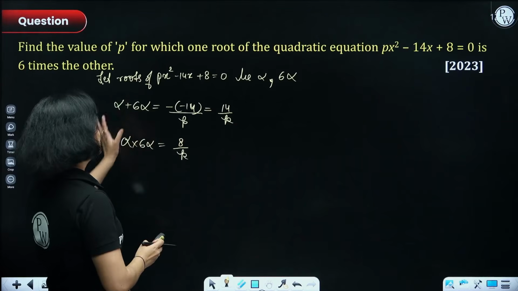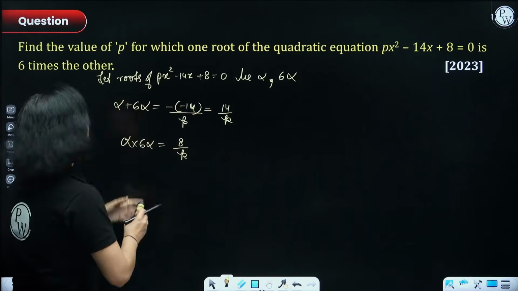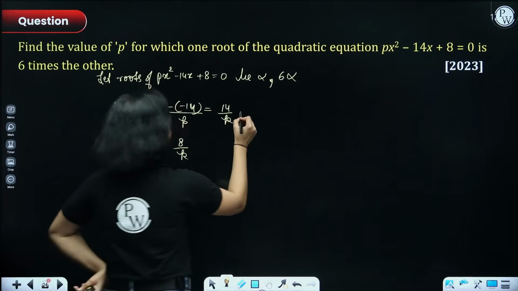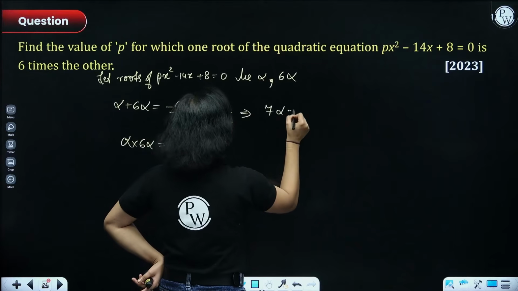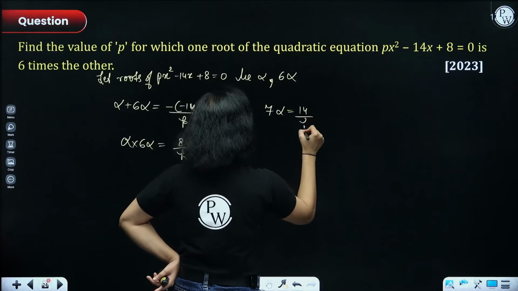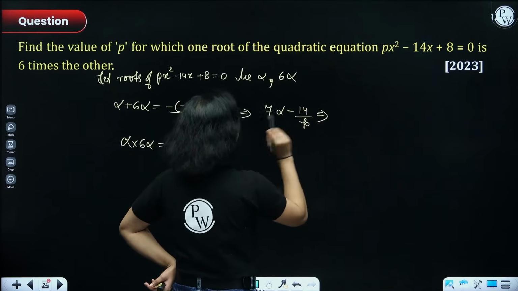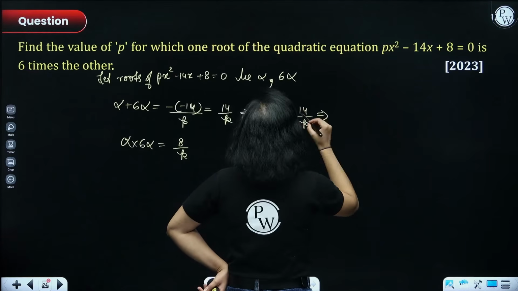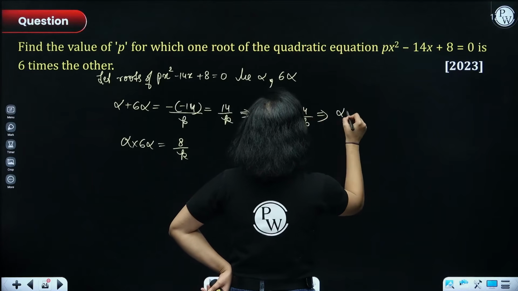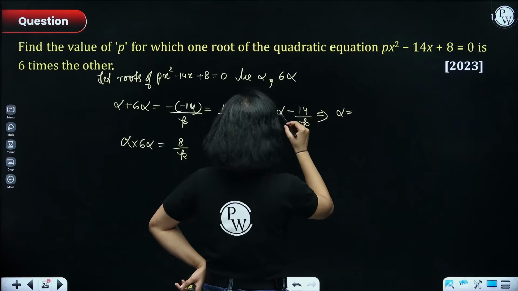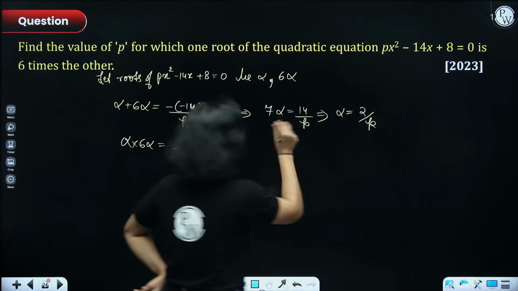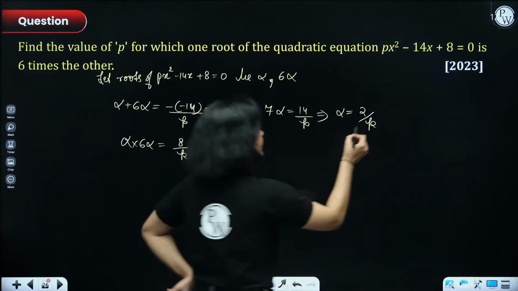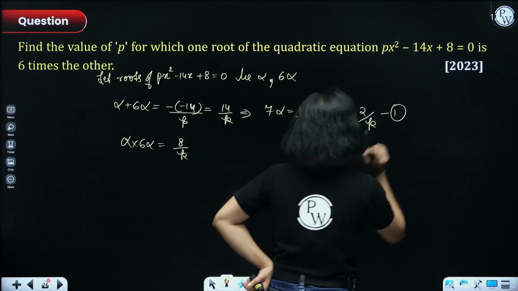Okay, now we are simply going to simplify both of these. So first of all, let's simplify this. So here alpha plus 6 alpha is what? 7 alpha, which is equals to 14 by p. From here, can we not say that the value of alpha will come out to be what? 2 by p. The value of alpha would be 2 by p. Simple. Okay, let me take it as 1. This is 1, everyone.